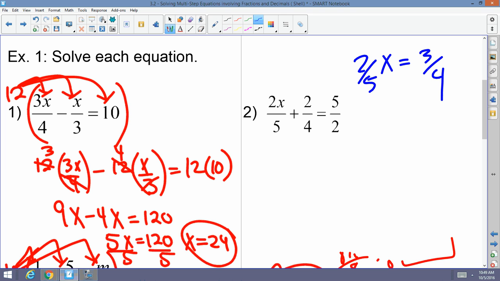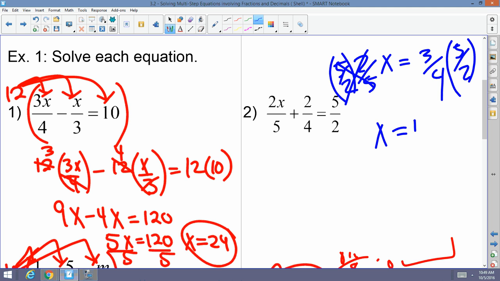Okay, I have a one-step equation. Now I can multiply by 5 over 2, and then x would equal 15/8. You feel me? But you cannot do that here. That only works for a single step. If you have a multi-step with fractions, you got to multiply everything by the LCD if you want to get rid of the denominators. You with me?